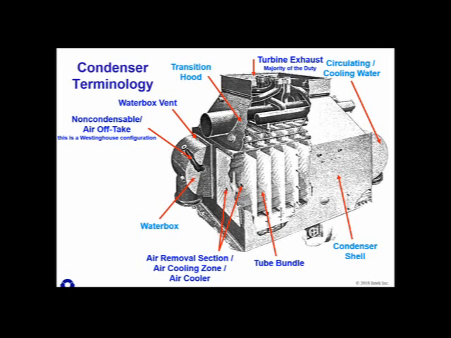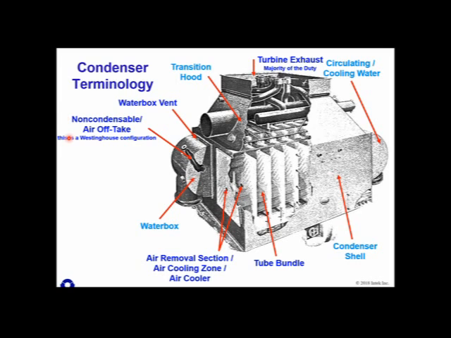Shown on this slide is a Westinghouse style condenser. You can tell it's a Westinghouse by this non-condensable offtake. That's the first term I want to talk about. In the nuclear industry, you hear the word non-condensable a lot because entrained with the steam is reactor gas that is not air. It's hydrogen, oxygen, some radiolytic gases. And so they refer to it as non-condensables.